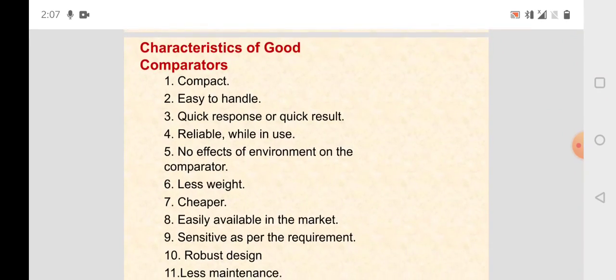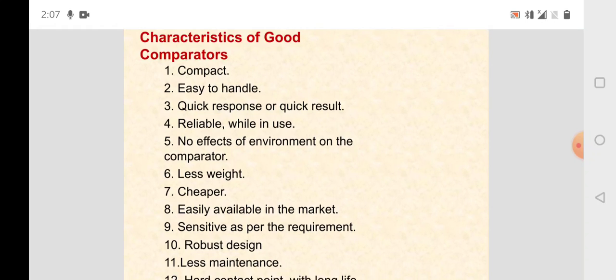So these are the characteristics of a good comparator. Obviously, first one is compact. If the design of the comparator is compact, it will be very easy to handle, and anybody can handle that. Anywhere we can move that. So a good comparator should possess a compact design. It obviously will lead to what? Easier handling. Then quick response should be there, so that the time consumed to check the dimension will be less, so the result should be displayed quickly.